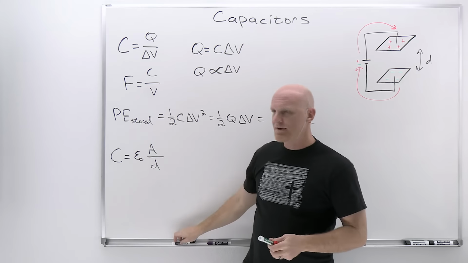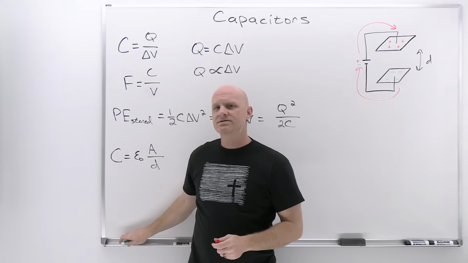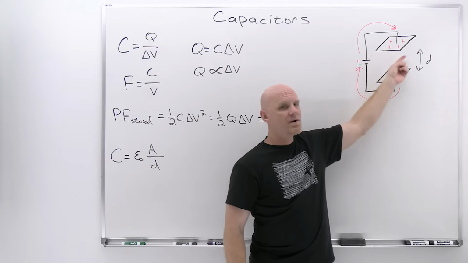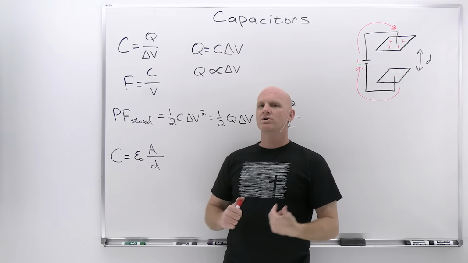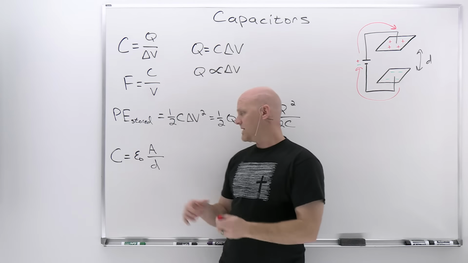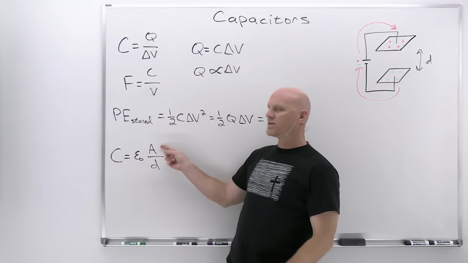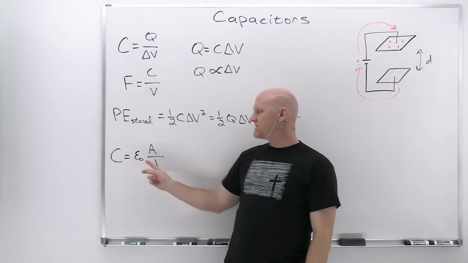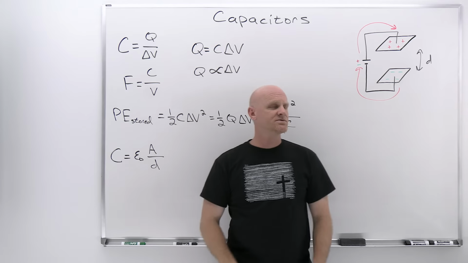If you look at this, it kind of makes sense. If the job of these plates is to store charge, then the bigger area they have, the more charge they can store. And the more charge they can store, the higher the capacitance. So it makes perfect sense that the capacitance is directly proportional to the area of the plates. But the capacitance is inversely proportional to the distance of separation.